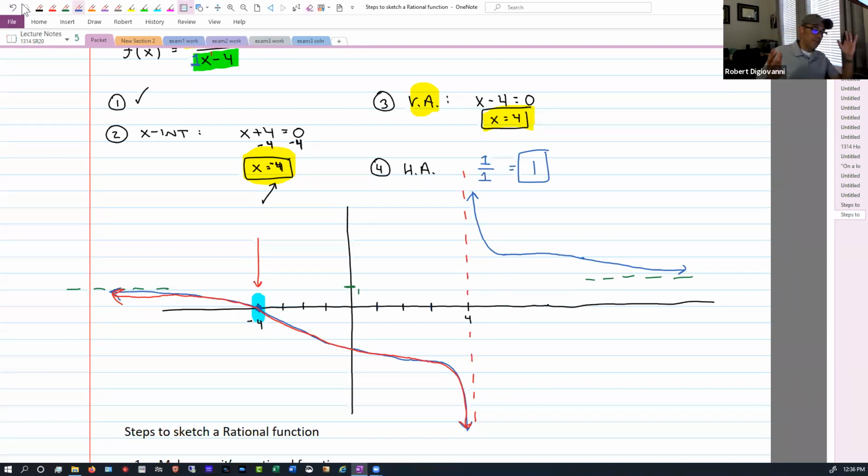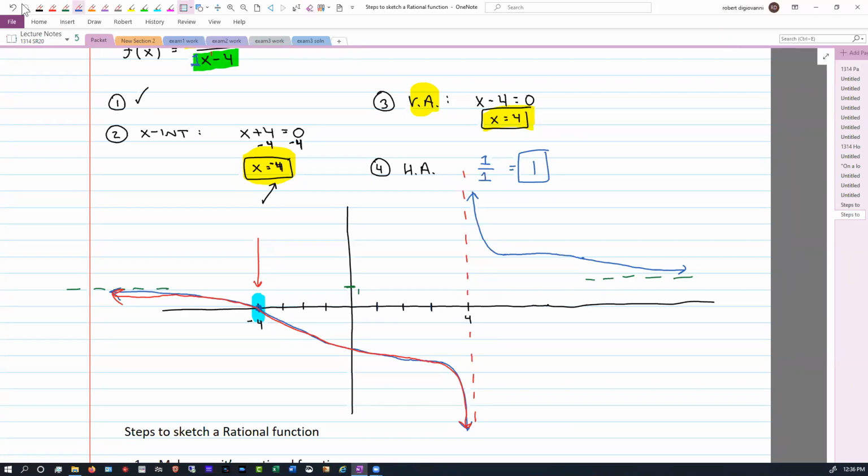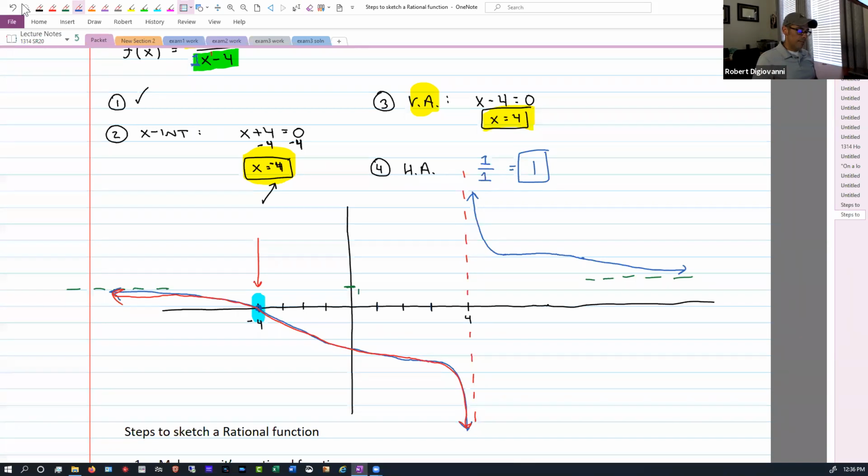Would you all agree this is a little bit difficult? There's a lot of thinking that has to go in. It's not just step 1, step 2, step 3, done. It's like, okay, how do I put all this information together? All right. That's the graph right there. Let's do another one.